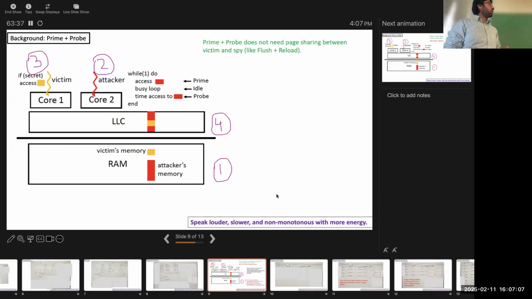Let me finish this slide and then we take the break. So the difference from flush plus reload is that prime plus probe does not need page sharing between victim and spy. The attacker only needs to know the address, okay?